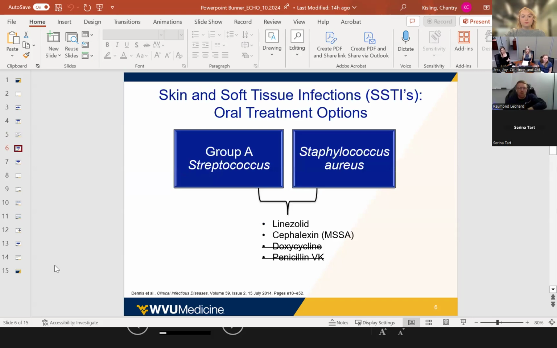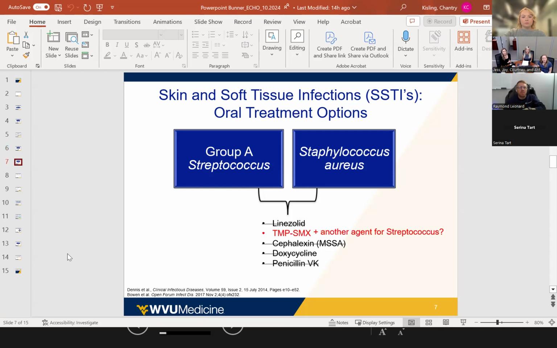So when we're thinking about treating an SSTI and we're thinking about both group A streptococcus and Staph aureus, according to the guidelines, the options that we have are really linezolid or an oral cephalosporin like cephalexin, and we're thinking about MSSA in particular. You can go to the next slide.